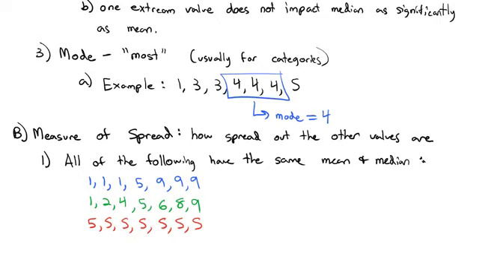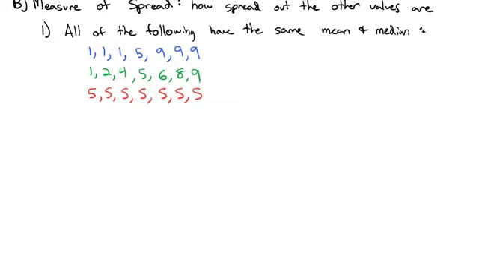The first data set, the blue one, is spread out very far. The green one's kind of spread out evenly. And the red one has absolutely no spread in it at all. This is why we need a measure of spread. And the most basic measure of spread is what we call the range. The range tells us how much space there is between the largest and the smallest number. We take the large number and subtract the small number to see how far apart those extreme values are.